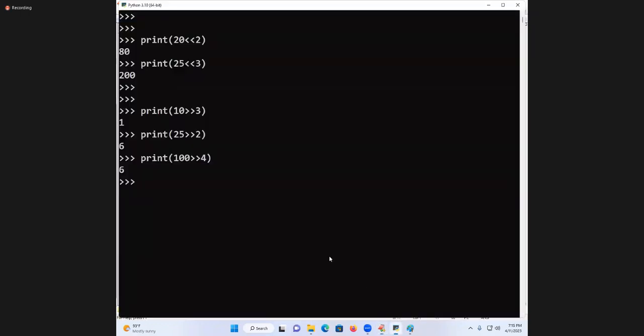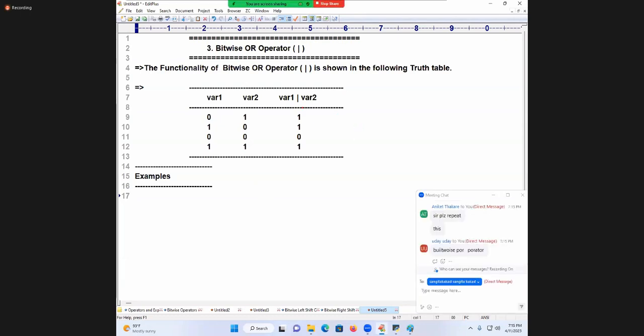Let me take students' examples here. Carefully follow. Coming to the point, Aniket is asking to repeat. Students, OR operator says what? Any one of the bits is 1, result is 1. Both the bits are 0, result is 0. 0, 1, 1. 1, 0, 1. 0, 0, 0. 1, 1, 1.